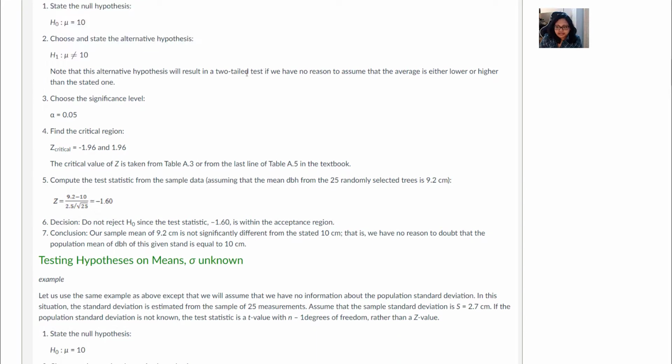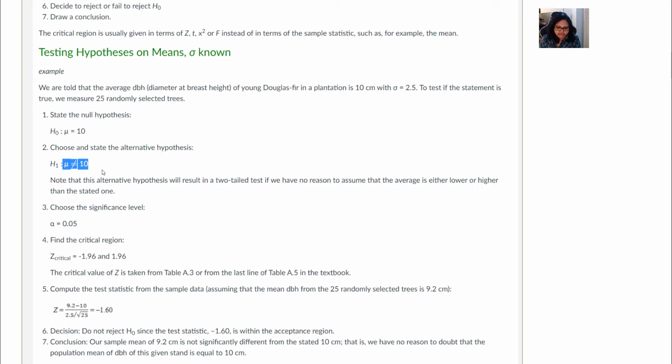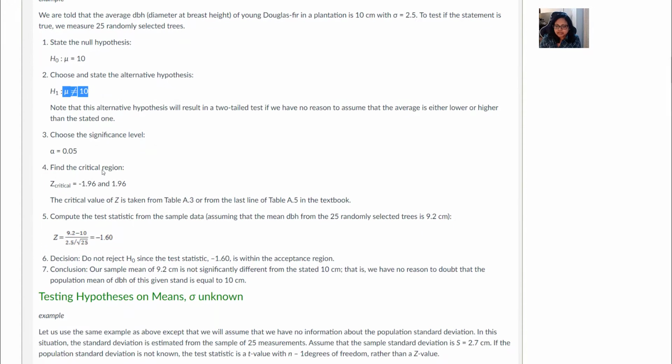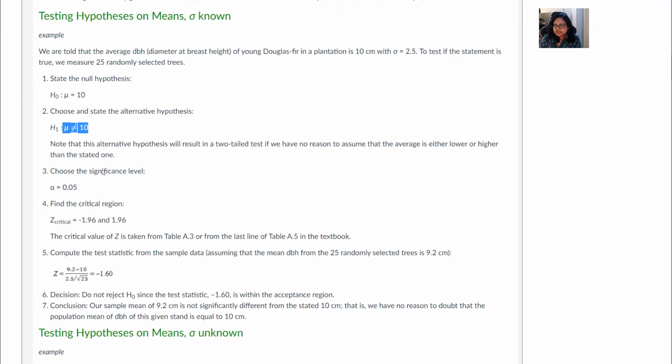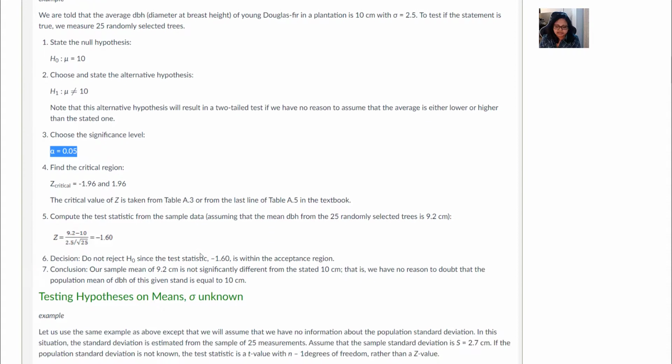So it's a two-tailed test because our critical region will fall in two sides, because less than 10 or greater than 10. Then we chose this level of significance. Since it's not mentioned in the question, we use the 0.05 level of significance.